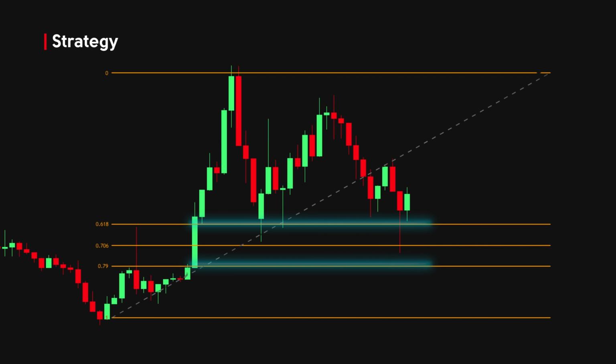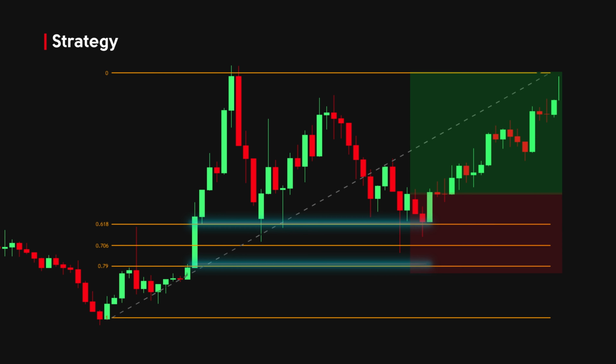If buyers step in and momentum begins to return in the direction of the trend, that's where your entry opportunity appears. Your stop loss can be placed just beyond the structure that formed the imbalance, giving the trade enough room to breathe while still keeping risk controlled. And your take profit targets can be aligned with the previous highs or with the continuation of the overall trend.